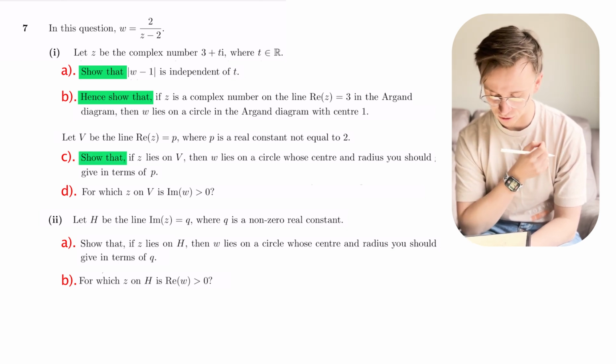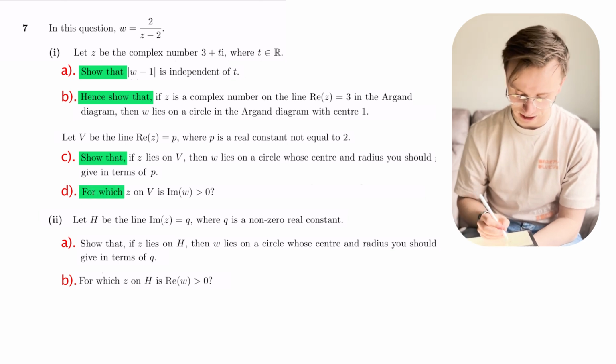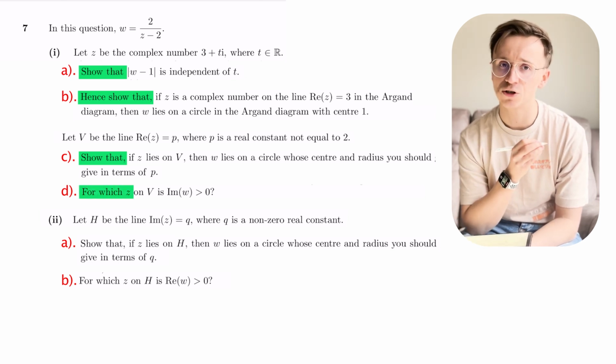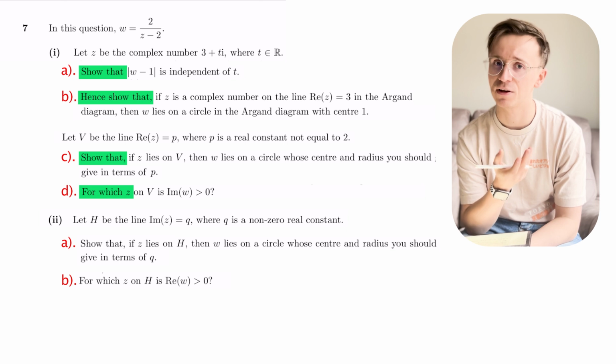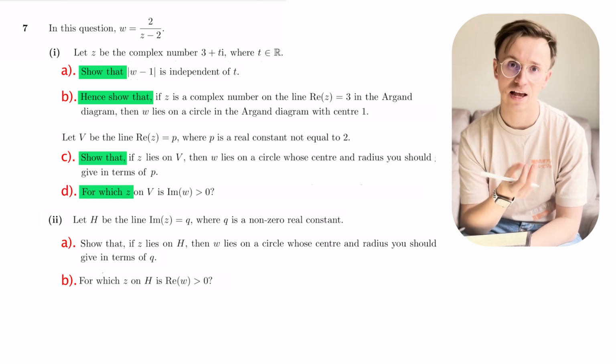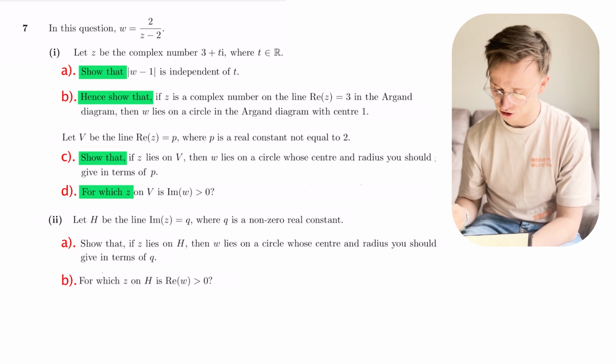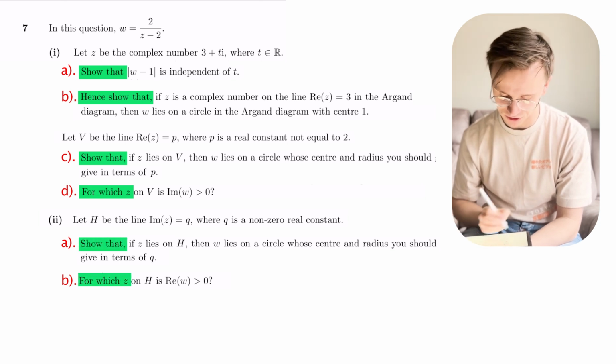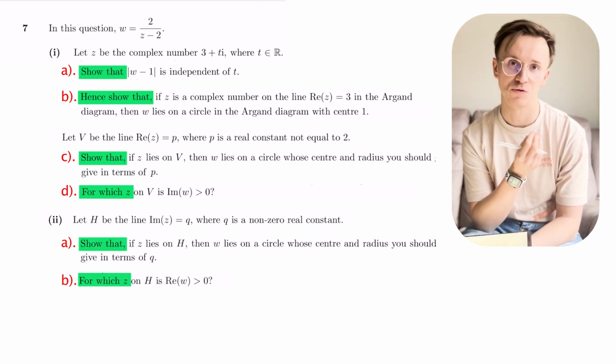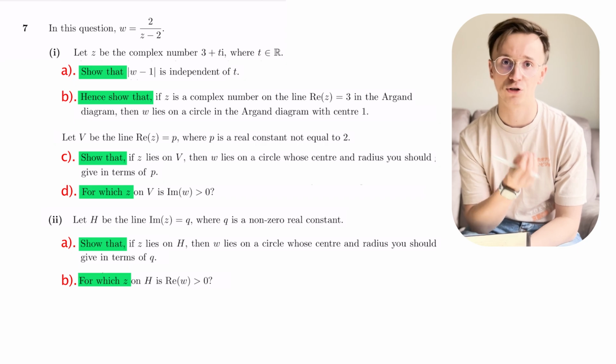The only other terminology they use is "for which z". All that means is we just need to give a list of z. Here they haven't given us the answer, but we can find the z, and then that should be our final answer. In part B, they use the same terminology, "show that" and "for which z". But those are the key bits we want to be looking at as to what our answers should be.